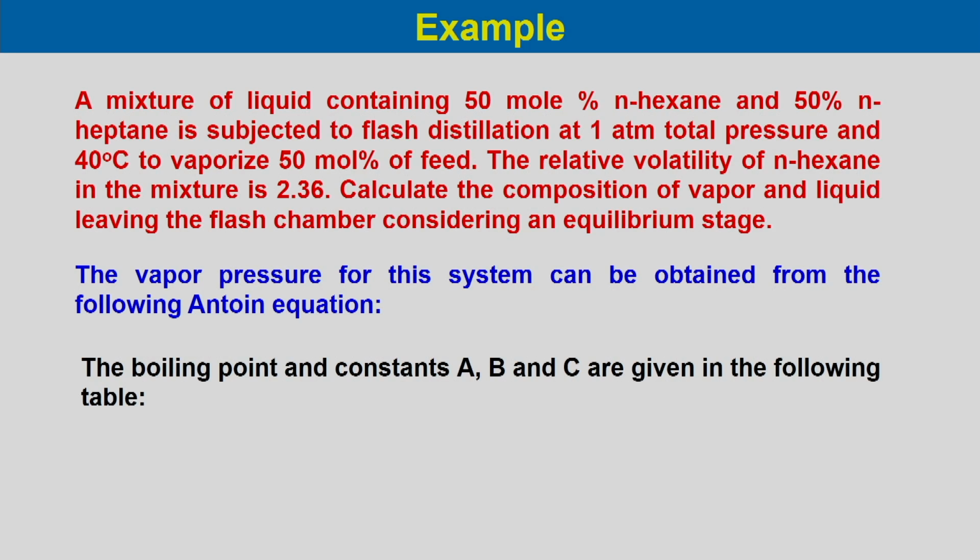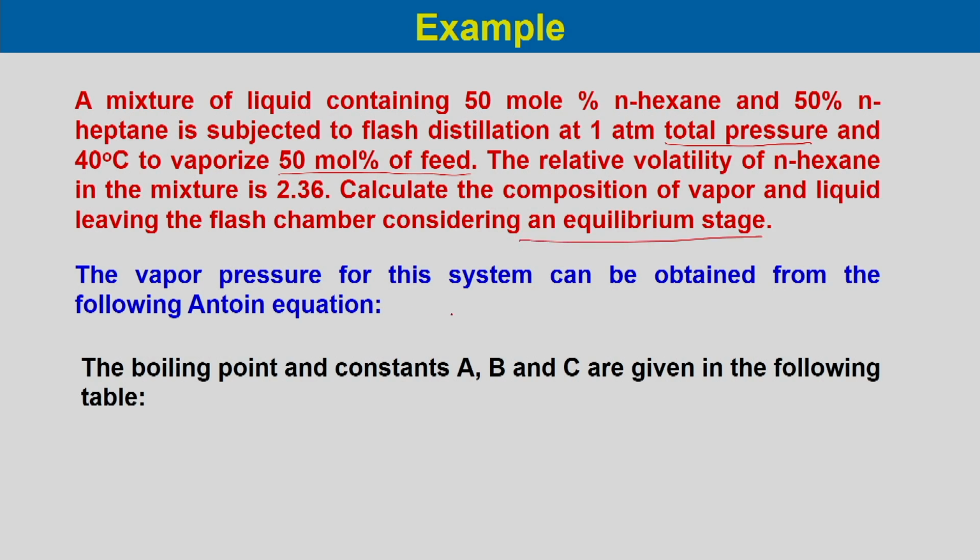A liquid mixture containing 50 mole percent N-hexane and 50 mole percent N-heptane is subjected to flash distillation at 1 atmosphere total pressure and 40 degree centigrade temperature to vaporize 50 mole percent of the feed. So, 50% is vaporized. The relative volatility of N-hexane in the mixture is 2.36. We need to calculate the composition of the vapor and liquid leaving the flash chamber, considering an equilibrium stage.